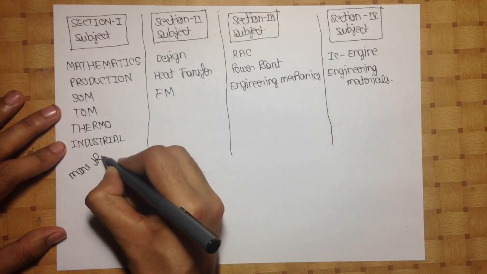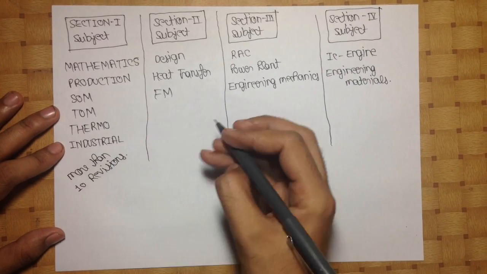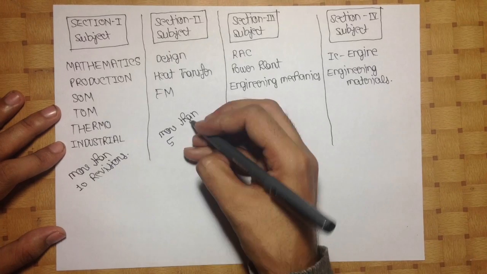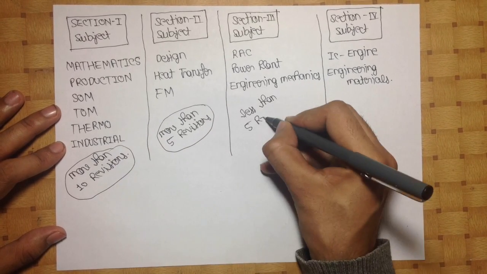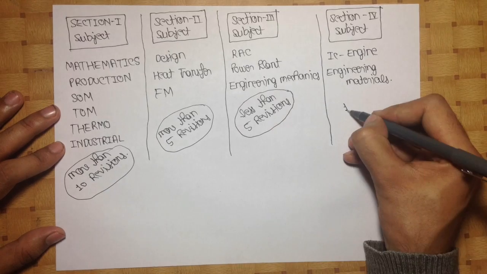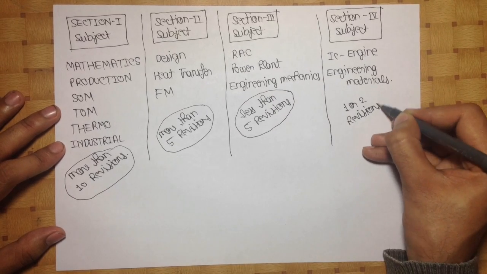And I am repeating again, the first section requires more than 10 revisions, the second section requires more than 5 revisions, the third section requires less than 5 revisions, and the fourth section requires 1 or 2 revisions.